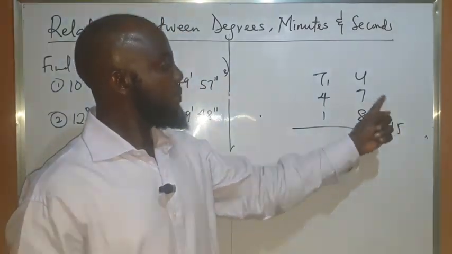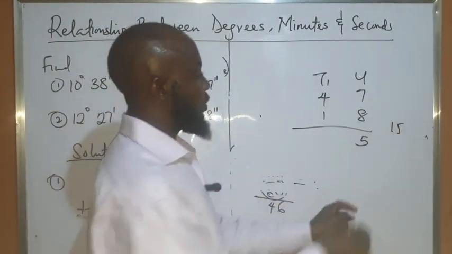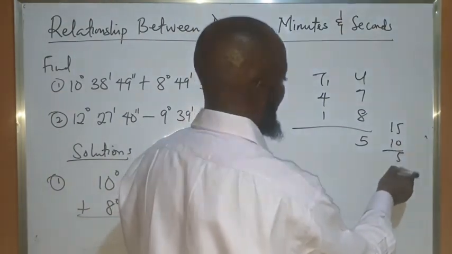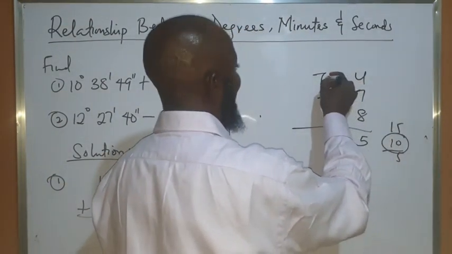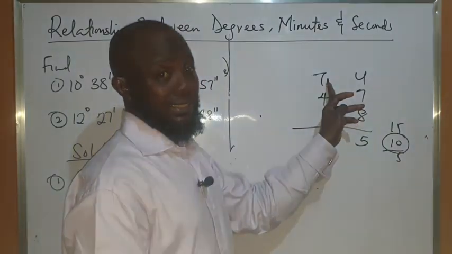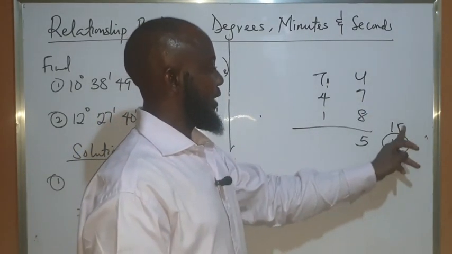No, we are in base 10 here. So you just subtract 10 from this. It gives you 5. So this 10 that you are subtracting will become 1 here. That is 1 tenth. Then it remains 5.